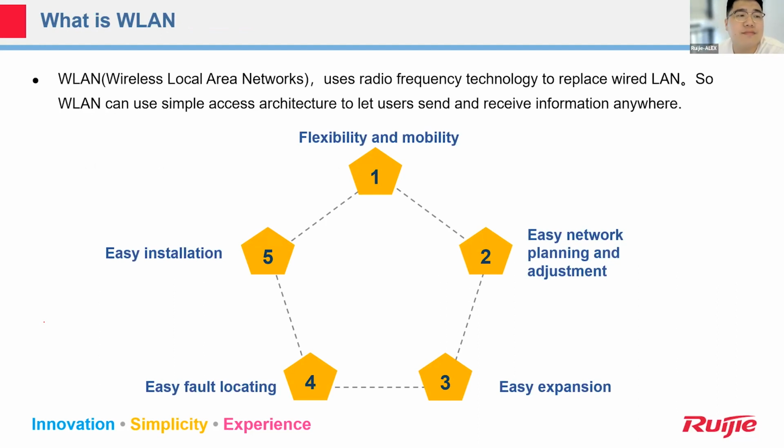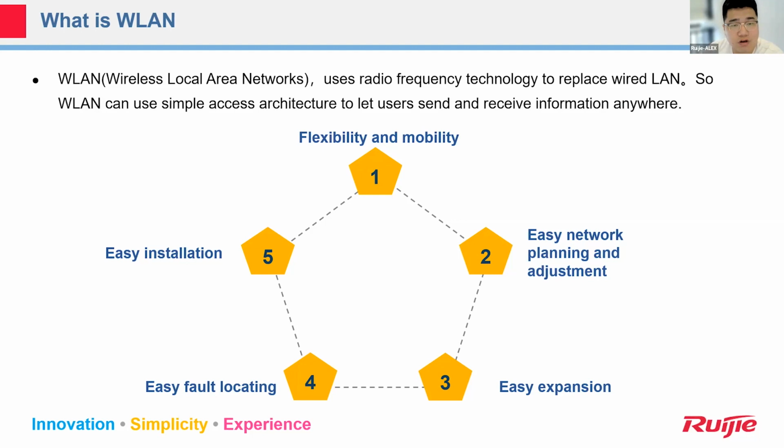First is about what is WLAN, or we can also say the definition of wireless local area network. It uses radio frequency technology to replace the wired link. Means that for the wired network, we use some wired cables, right? We use some fiber cables, or copper, to connect the devices or to connect the network device with the terminals.